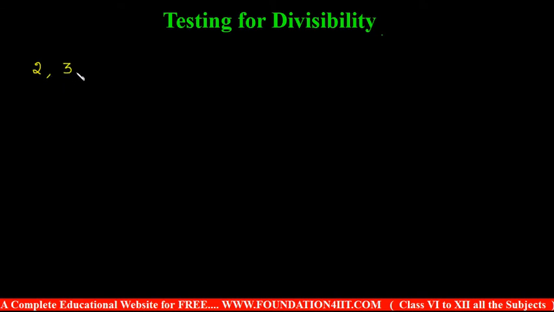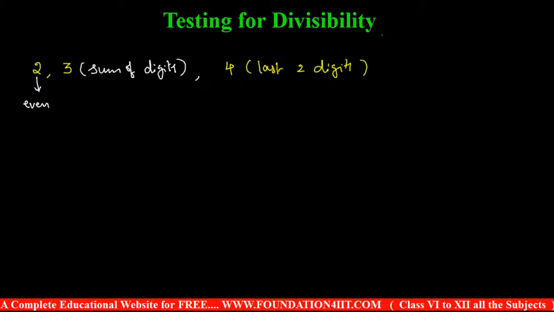For 3, if the sum of the digits is divisible by 3, then that number is divisible by 3. And all the even numbers are divisible by 2. So a few rules are already learned. For 4, if the last 2 digits, that is the units place and tens place, form a number divisible by 4, then that number is divisible by 4. You know that.